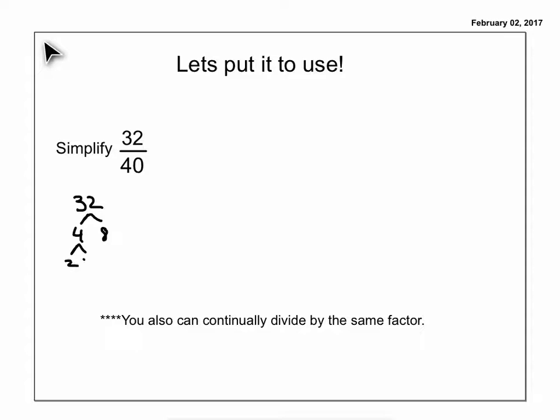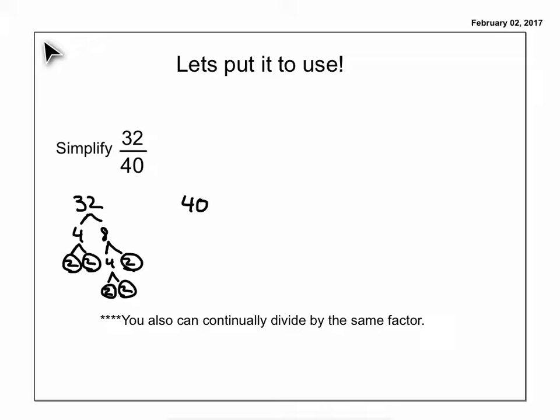4 would be 2 times 2, and 8 could be 4 times 2. Our 2's are prime, so let's circle our 2's. And now we need to break down our 4 because it's composite. 4 is 2 times 2, and let's circle those because they're prime as well. So the prime factors of 32 are 2, 2, 2, 2, and 2. Let's now go and break down 40.